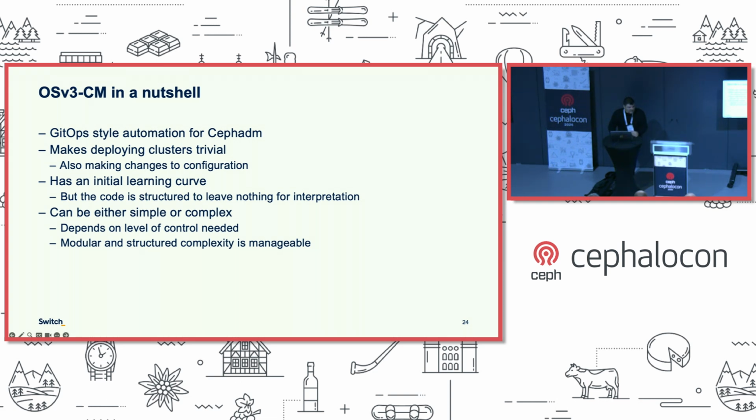It has an initial learning curve because the way that we do Ansible is a little bit different to adopt the GitOps style deployment. It can be either simple or complex, as we have seen in the slides before. You can either have an inventory in it, but if you want more control, you can do a lot of changes or change a lot of variables, change knobs, etc. with what we provide to be able to create what you want out of it. So the OSv3 collection, we are planning to open source it for other people to be able to use it.